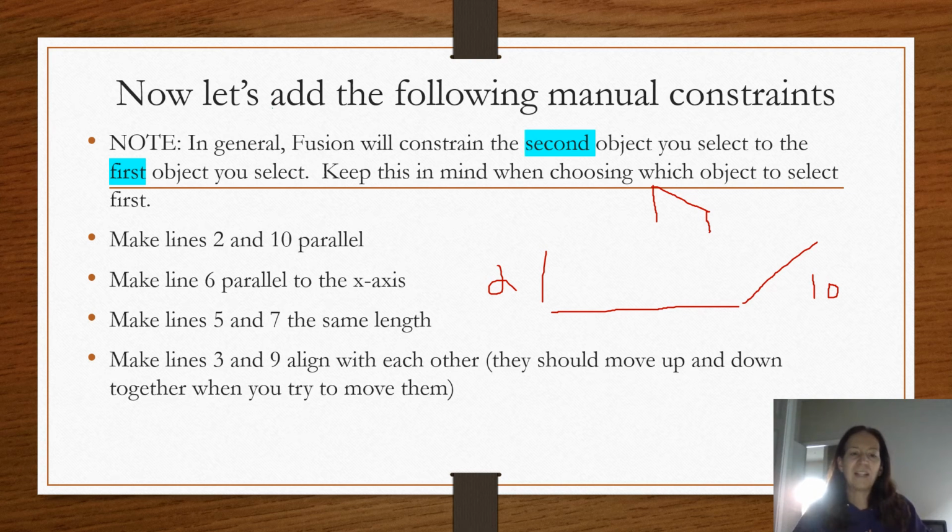And then make lines 3 and 9 align with each other. That's going to be a collinear constraint that you put on lines 3 and 9, because we intentionally drew them so that they were off from each other. We want to get them lined up so that when you move one, the other will move together.